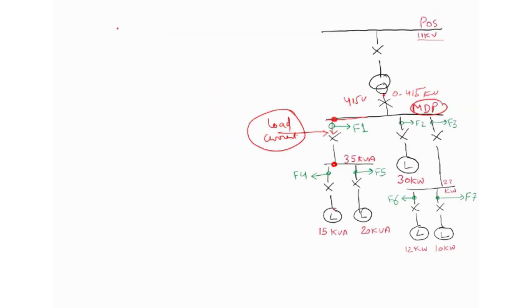So to calculate load current, we have two types of power. One is apparent power, denoted by capital S, and one is active power, or real or true power, denoted by capital P. Apparent power is represented in kVA, and active power is shown in kilowatts.